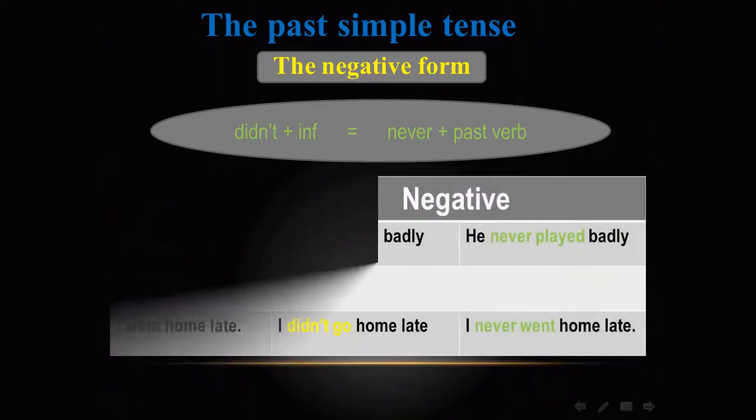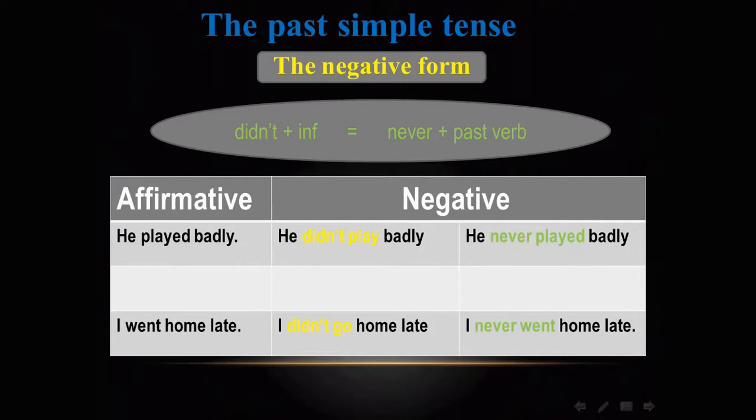For example, he played badly yesterday مثلا. He played badly. الراجل كان بيلعب وحش. الراجل ده لعب وحش. Yesterday. When we change it into negative, he didn't play badly. Or he never played badly. Also we have I went home late yesterday.